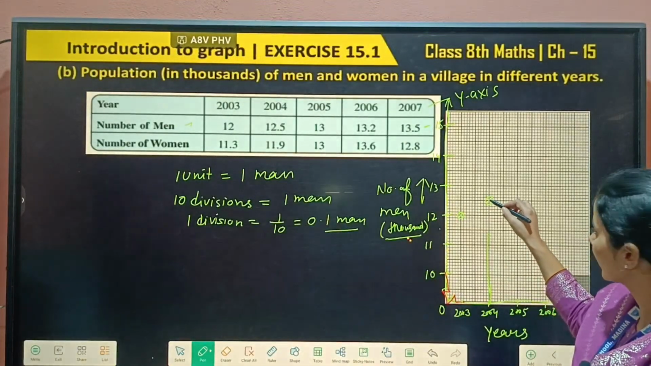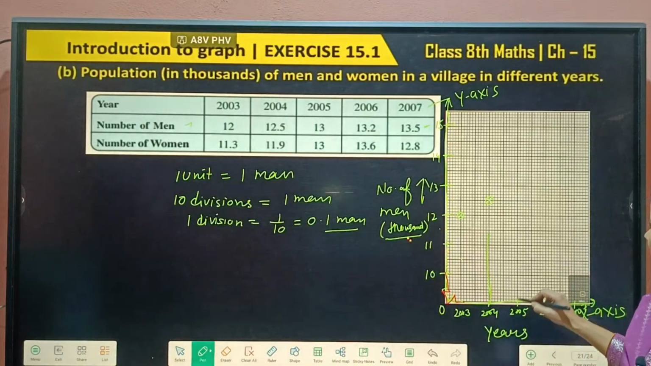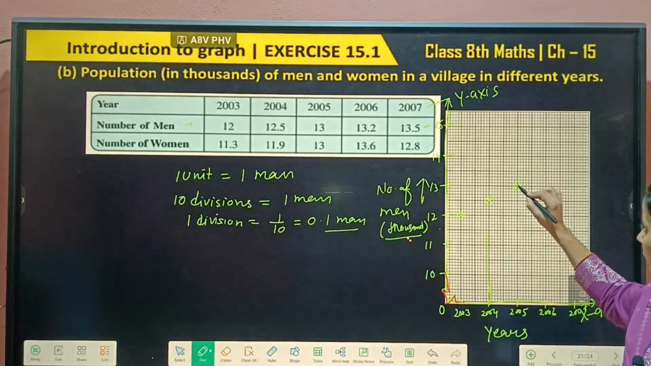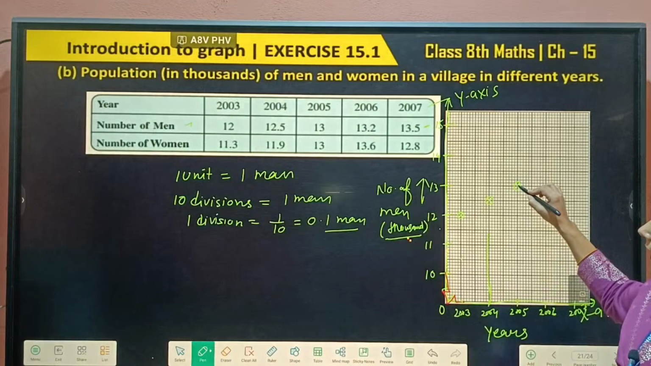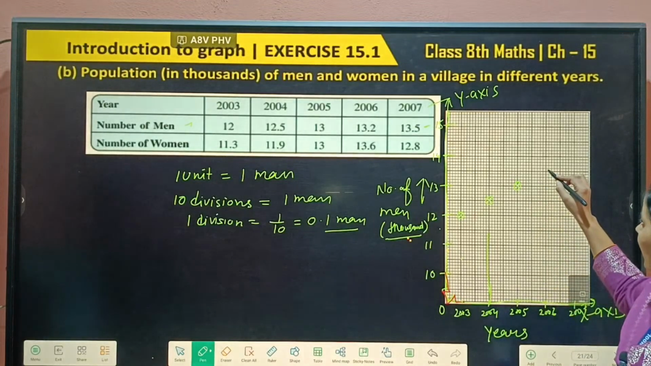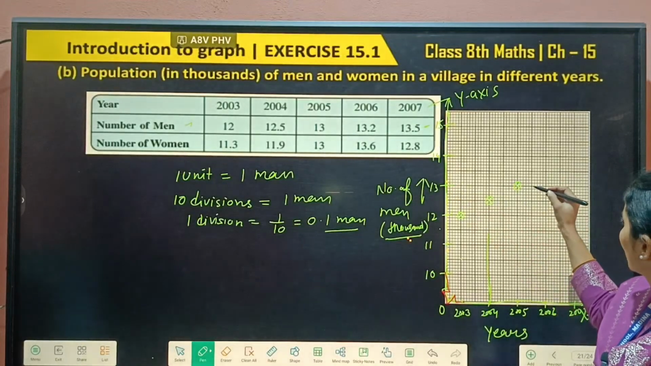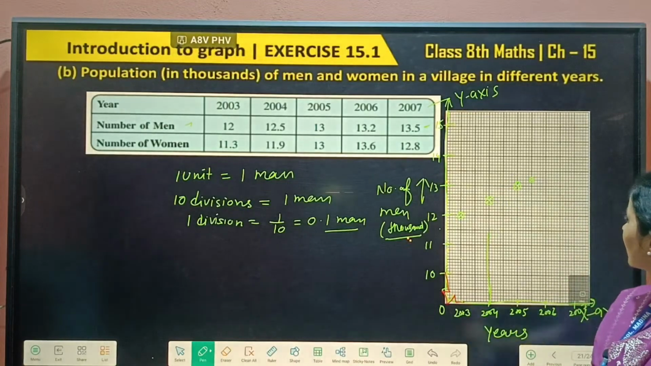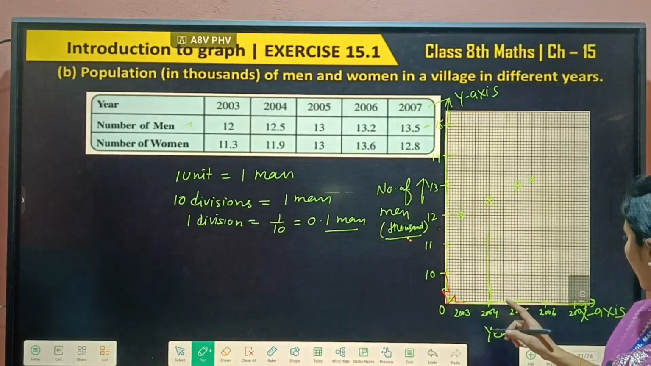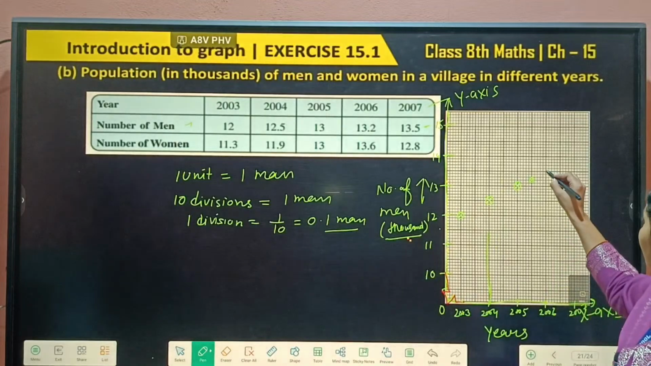And in 2005, the number of men is 13. So your point will lie here. And in 2006, it is 13.2. So it is exactly 13, 13.1, 13.2, means on the second line. This is 13.2. And in 2007, 13.5. So it will be exactly in between.